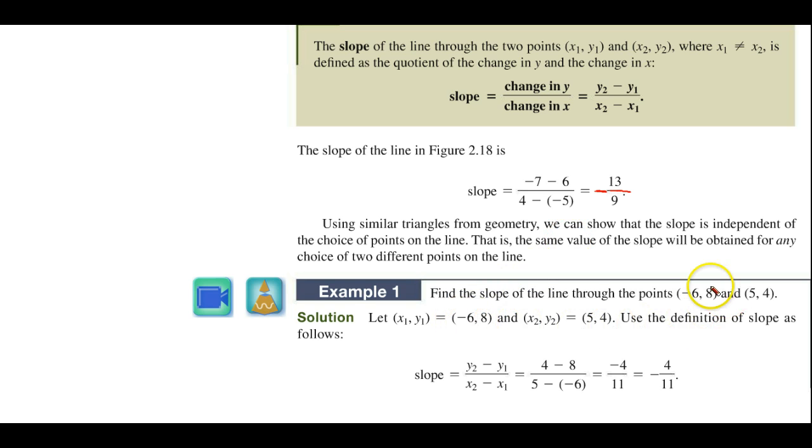And make your division bars horizontal. So let's do this one. Our y sub 2 is 4 minus 8, over 5 minus a minus 6, which makes this a positive. So this will be a negative 4 over 11. And you'll have practice, and hopefully you remember this formula from earlier lessons. We often call this formula 3.